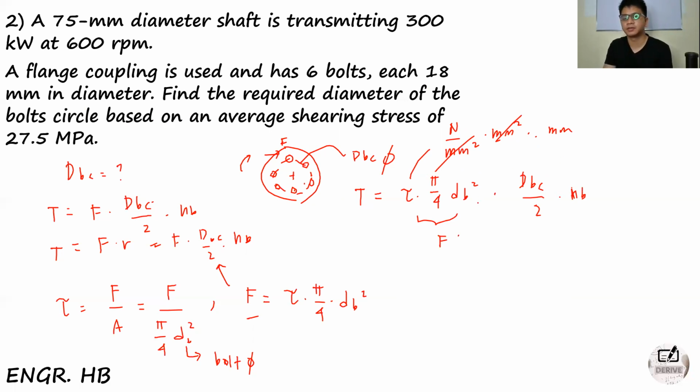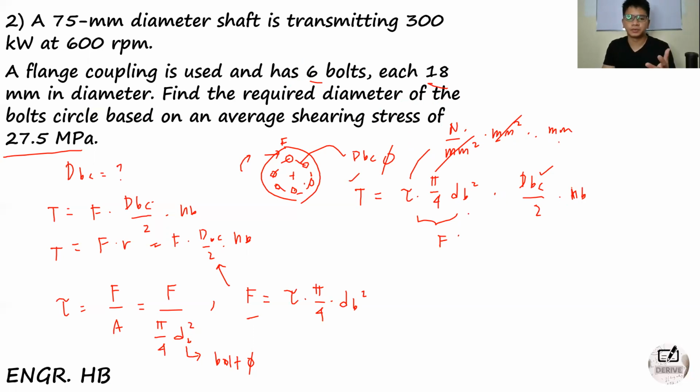So meron tayong given lahat. We have the shearing stress, the 27.5 megapascal. We have the bolt diameter of 18 mm. Ang number of bolts natin ay 6. So, DBC na lang talaga hinahanap. And syempre, wala tayong torque. So, gawa natin ng paraan para mahanap natin ang torque in Newton mm.